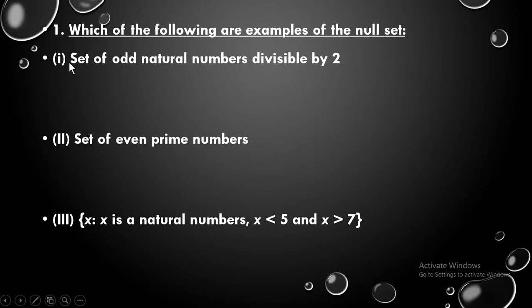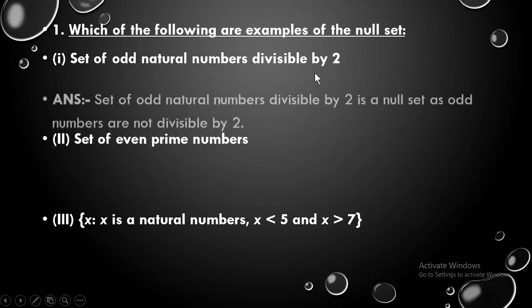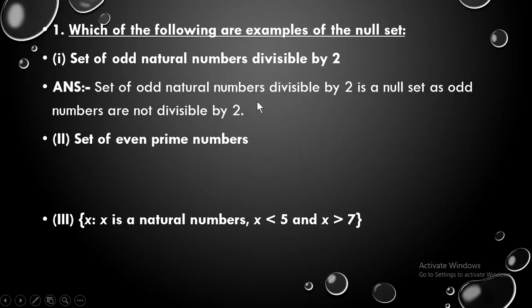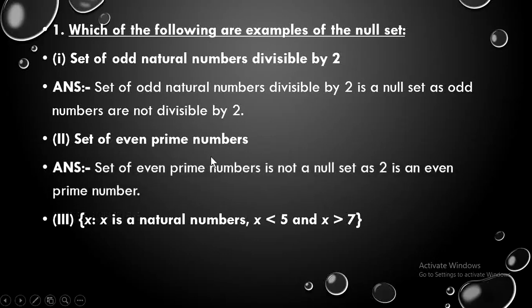So let's see the first one. Now here the first one says set of odd natural numbers which is divisible by 2. Now you know very well that there is no such odd number that can be divisible by 2. So this set will be an empty set. Next one says set of even prime numbers. Now this is not a null set, as you know set of even prime numbers you can make because 2 is one such prime number that is even. So it is not a null set.